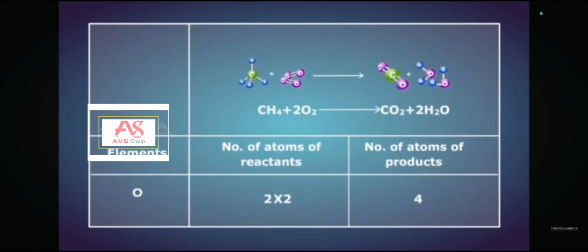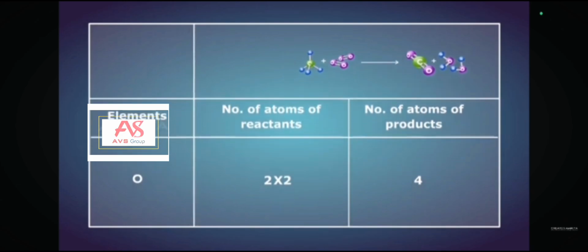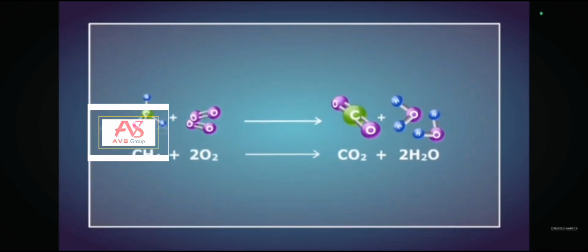The equation seems balanced. But what about the carbon atoms on both sides of the equation? As such, the count of the carbon atoms on both sides is equal. Finally, we have the equation as CH4 plus 2O2 gives you CO2 plus 2H2O. Now the equation is balanced.